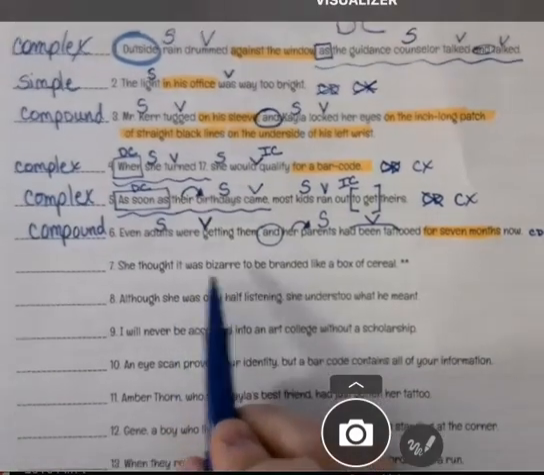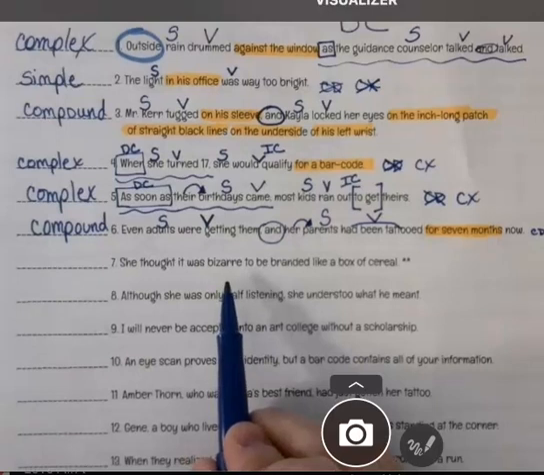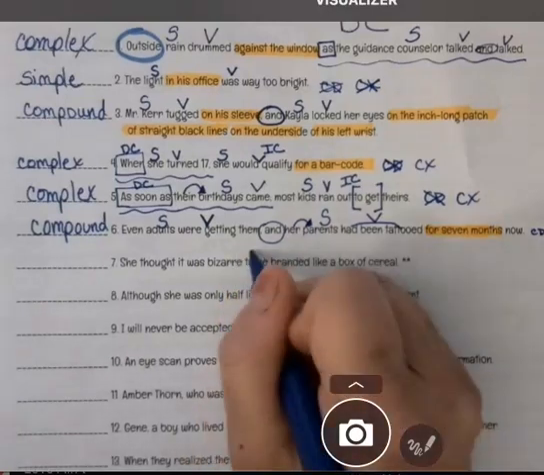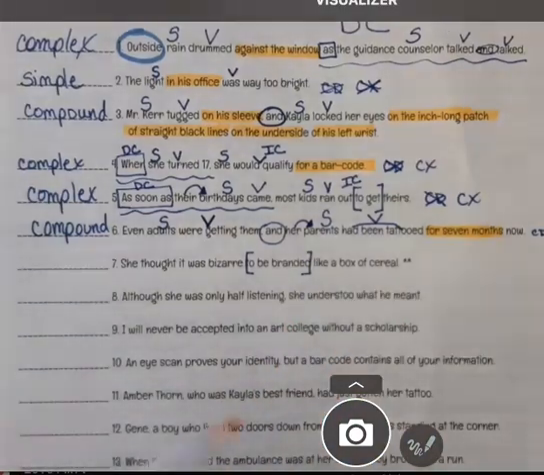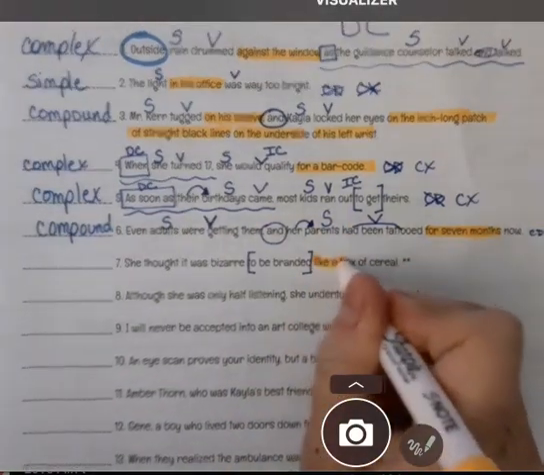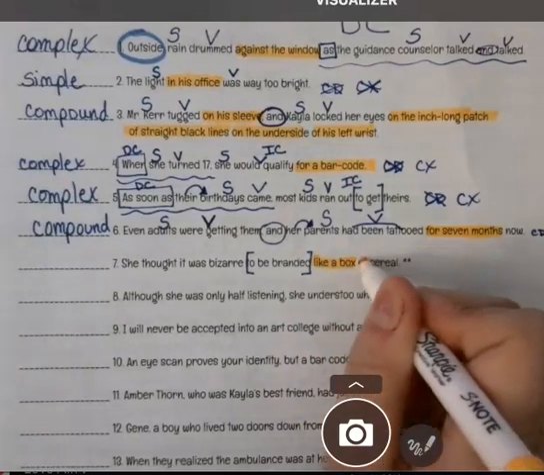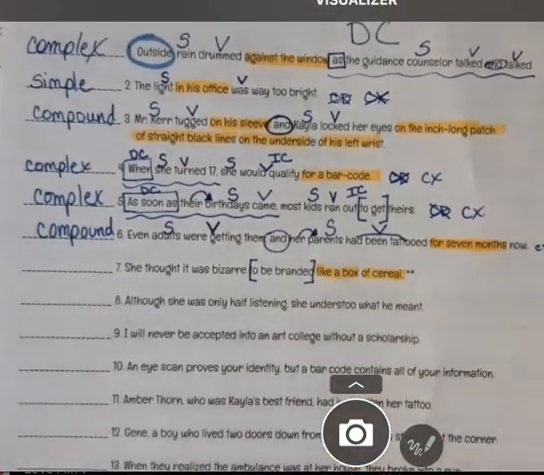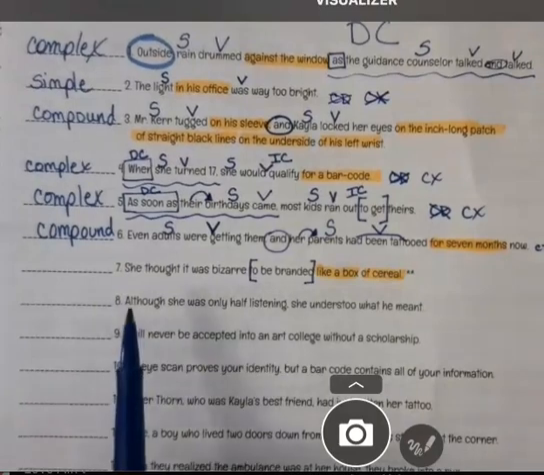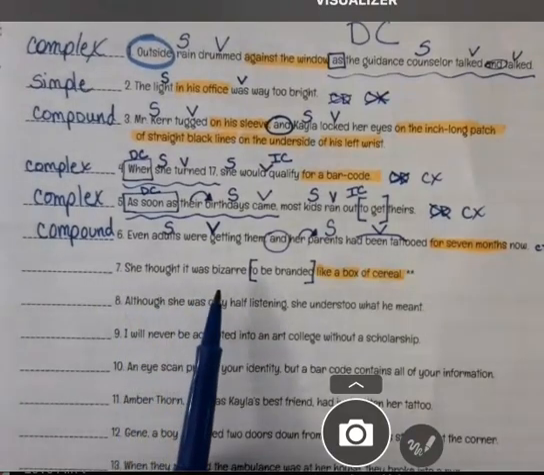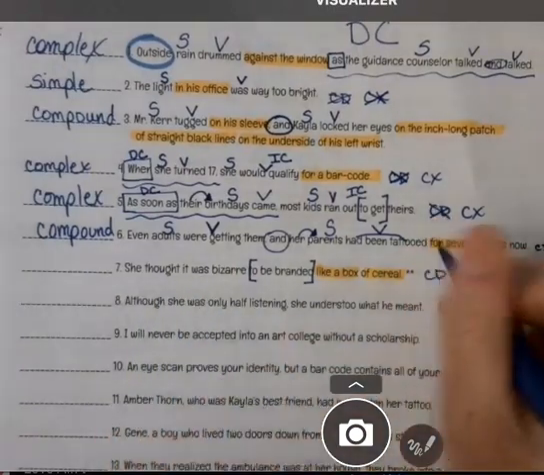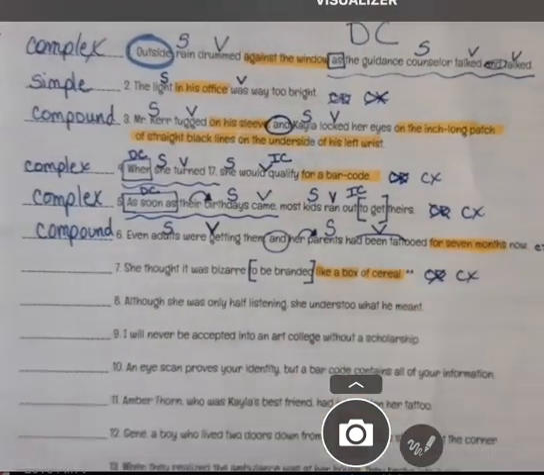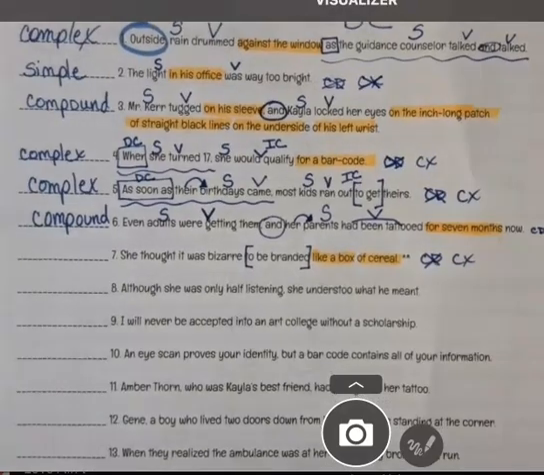She thought it was bizarre to be branded like a box of cereal. So I see to be branded as part of that verb, like a box of cereal. So I'm left with she thought it was bizarre. So first I'm going to look for compound. I don't see a comma conjunction. Now I'm going to look for complex. I don't see a subordinating conjunction.